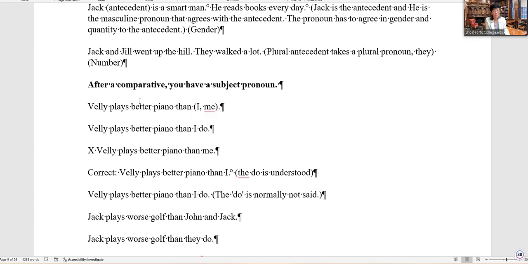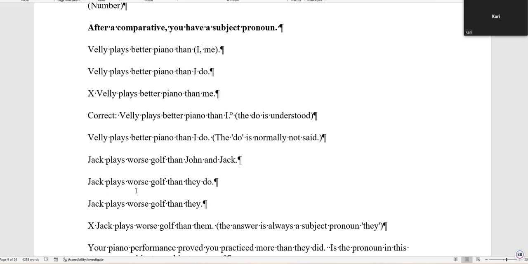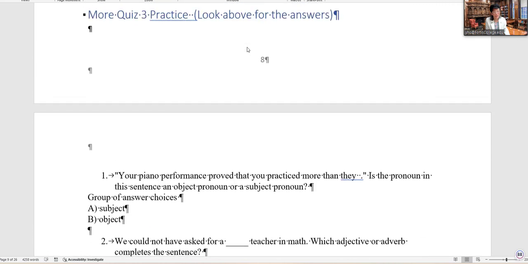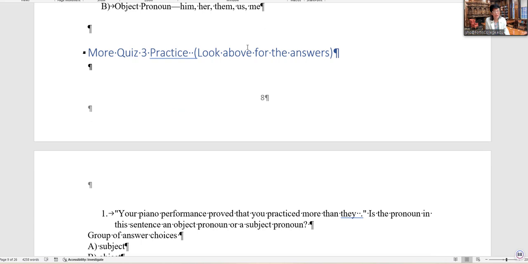And after a comparative, you have a subject pronoun. Veli plays better than I. We don't say Veli plays better than me. Why? Because in English you'd say Veli plays better piano than I do. So you always end your comparative with a subject pronoun. So that's it, and I think that's it for week 3.